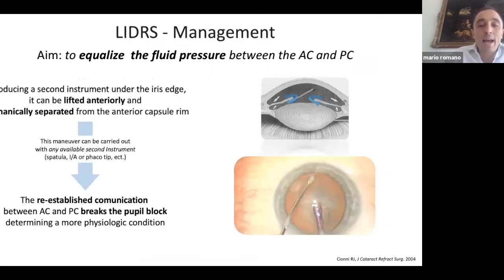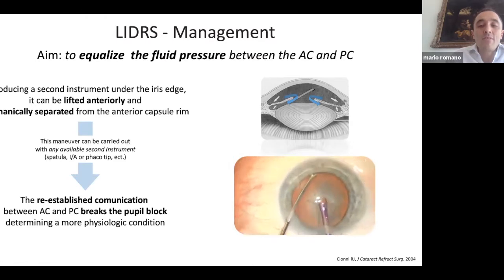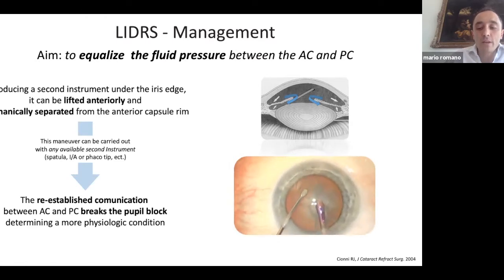We need to equalize the fluid pressure between the anterior chamber and posterior chamber. So basically we need to lift anteriorly the iris. So we need to reestablish the communication between the anterior chamber and posterior chamber. You can easily see the maneuver in the videos. And so I'm just lifting the iris and the fluid is going through.